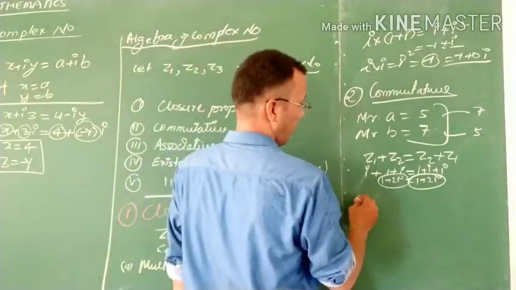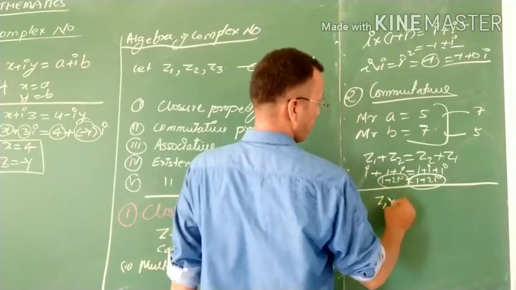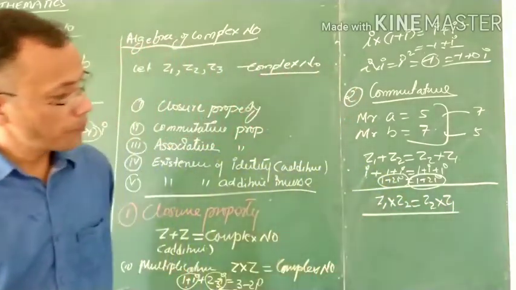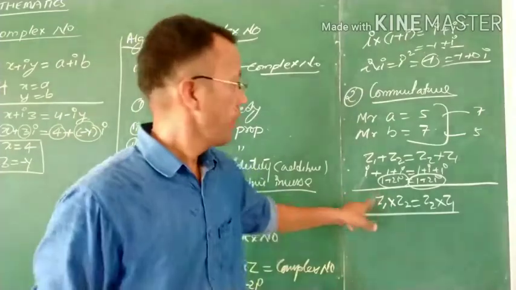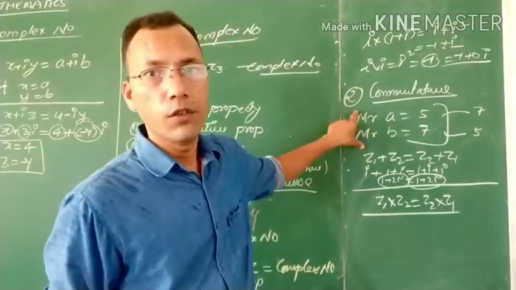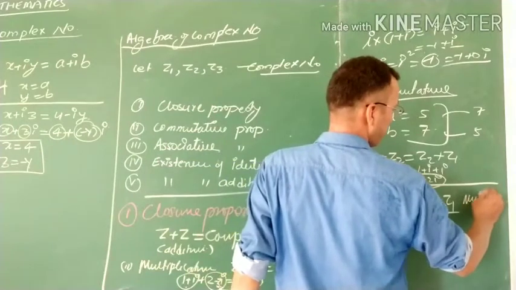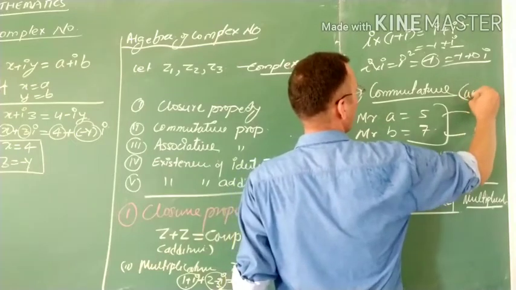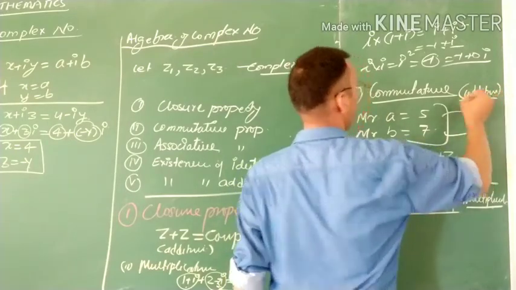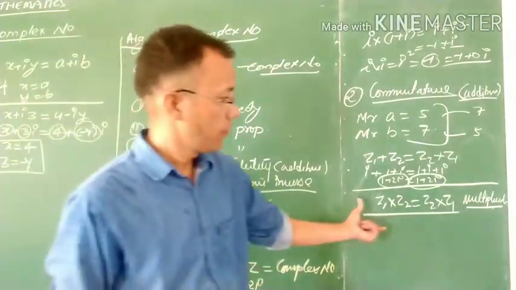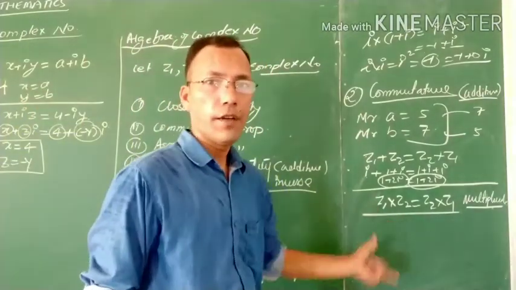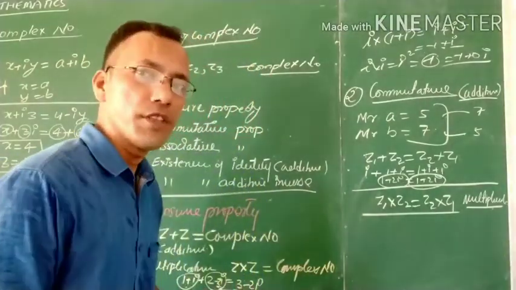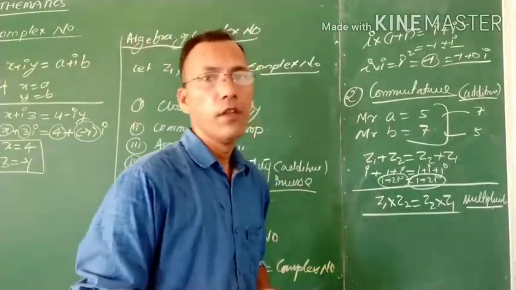Now for multiplication, Z1 into Z2 is equal to Z2 into Z1, that is the commutative property holding for multiplication, and that is the commutative property holding for addition. So there are two things: this is multiplication, and that holds for addition, right? So check it at home. Write Z1 any complex number and Z2 any other complex number, and then multiply first Z1 Z2 and then Z2 Z1, right?